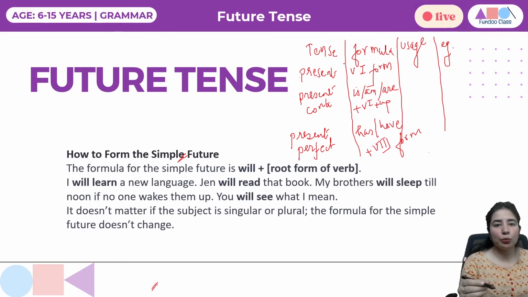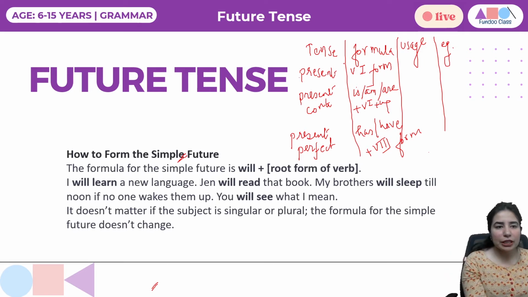We will write will plus root form of the verb. What is the root form of the verb? Verb first form, right? So that's the root form of the verb. So: I will go, I will eat, I will drink, I will play, I will teach.